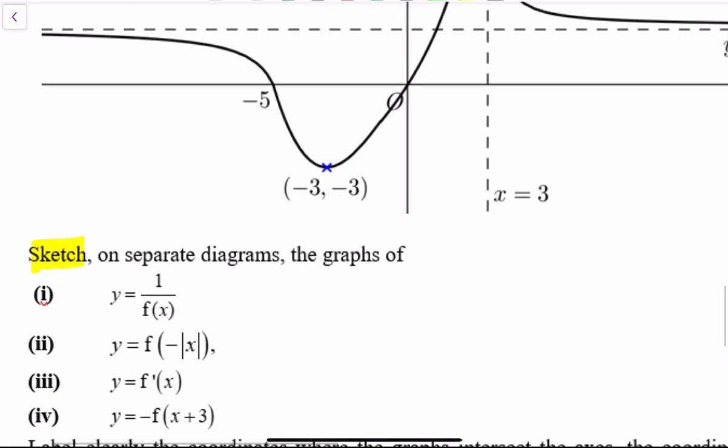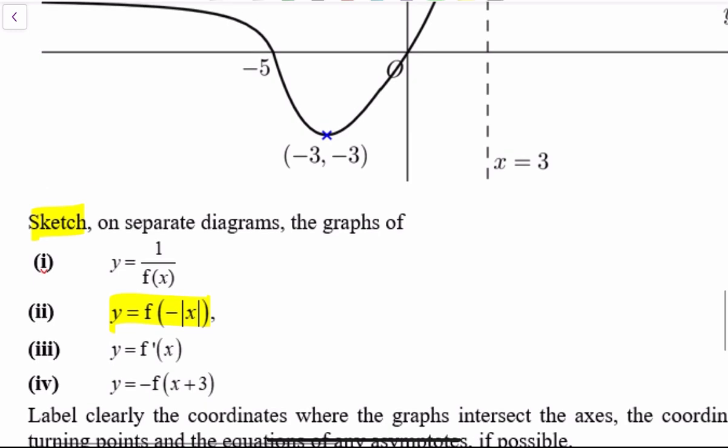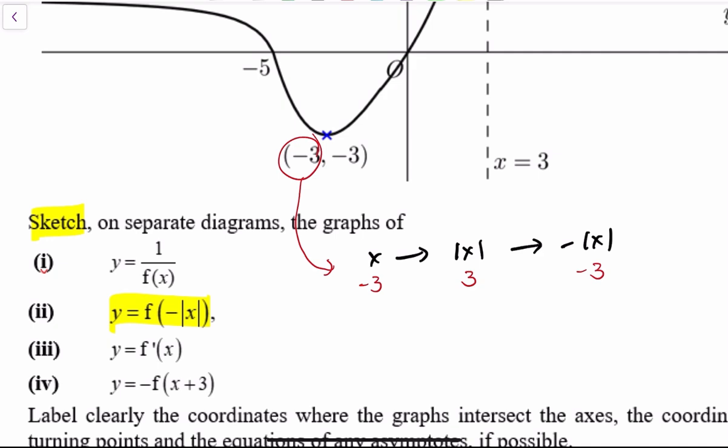Let's look at the second graph, y equals f(-|x|). We see the transformation of negative mod x, so let's use some numbers to illustrate the changes. How about we use -3? If I start with -3 for my x, when I do mod x, I get 3, and when I do negative mod x, I get -3, which means there's no change for the negative side. But if my original number is 3, mod x is still 3, and negative mod x becomes -3.